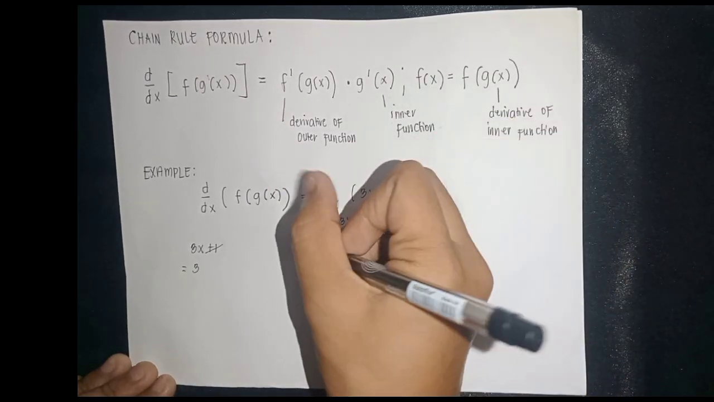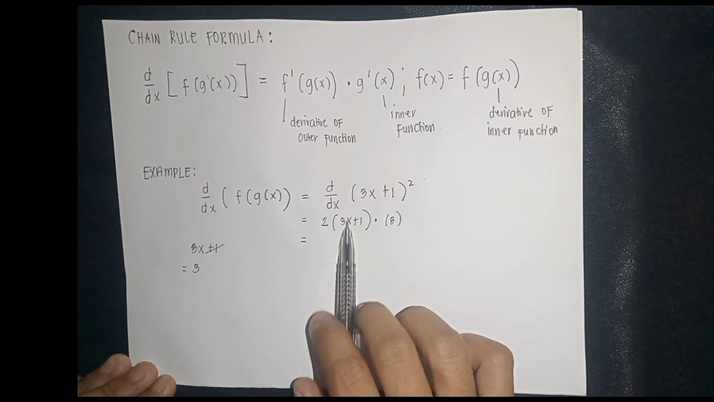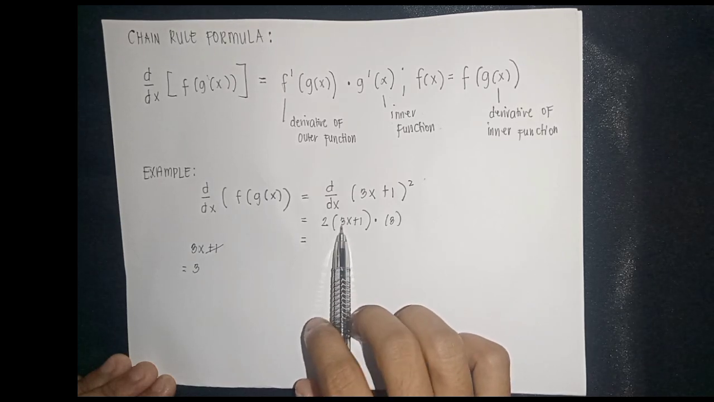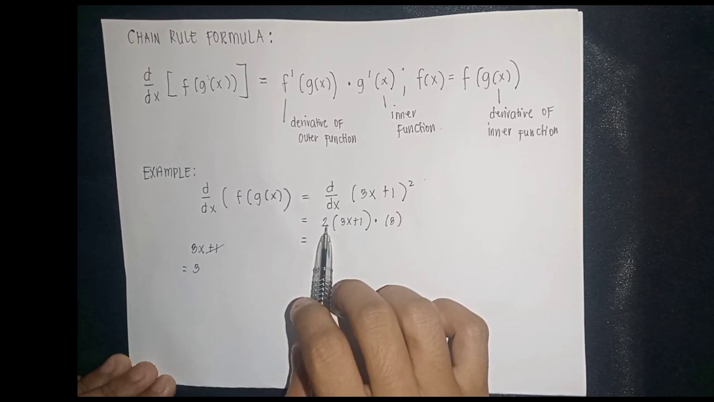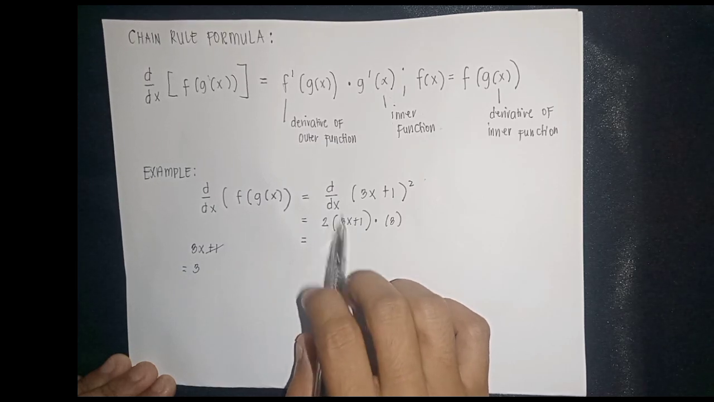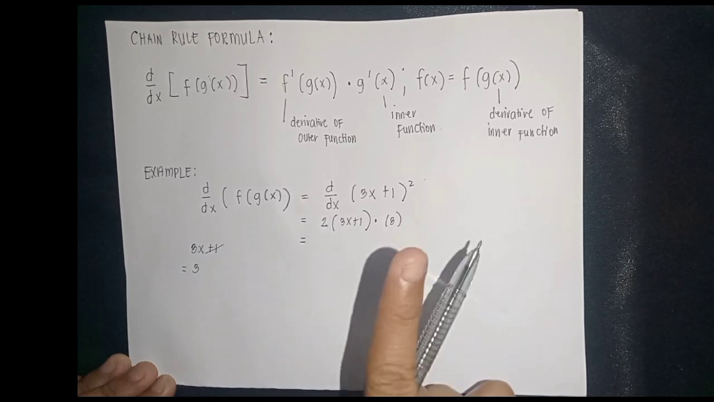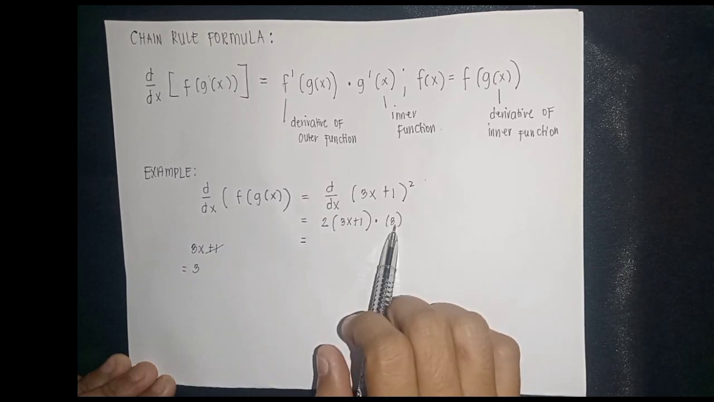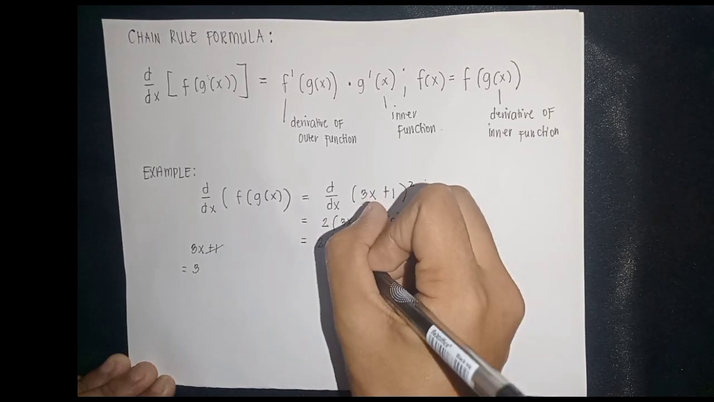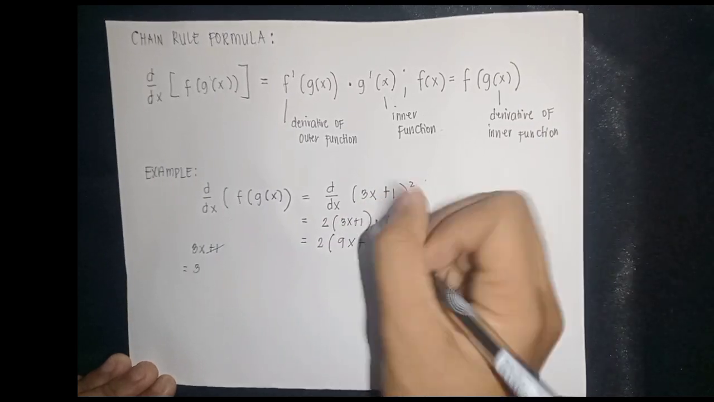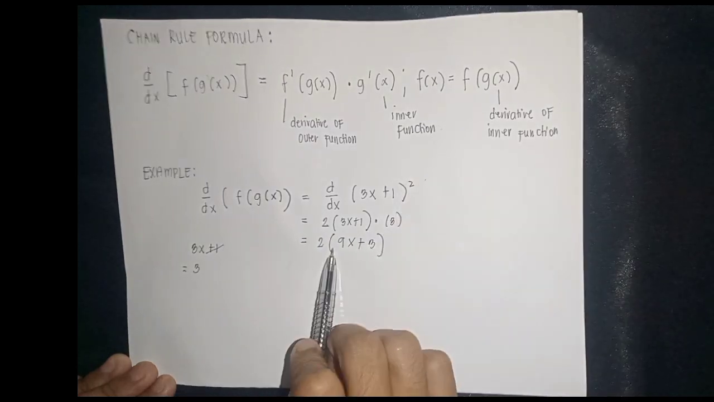Then 3, because 3 times 1 is 3. And then let's multiply these functions by distributing this. So 2 times 3 is equal to: copy the 2 first, and 9x plus 1 times 3 is positive 3.